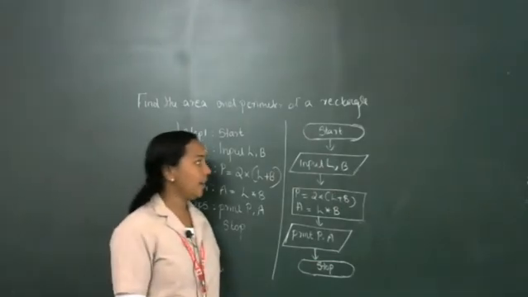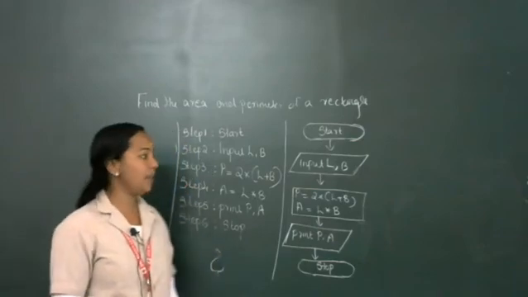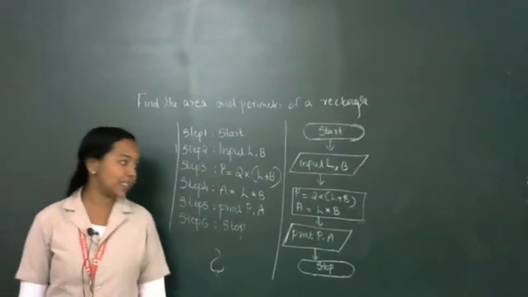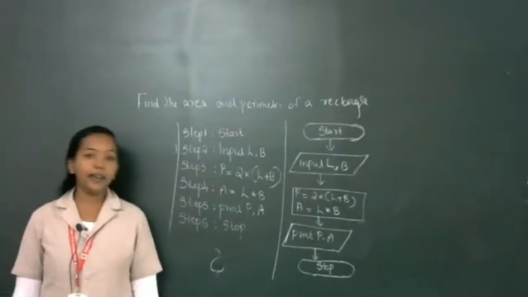Then, start, input L comma B. P is equal to 2 star L plus B. A is equal to L star B. Print P comma A, stop.